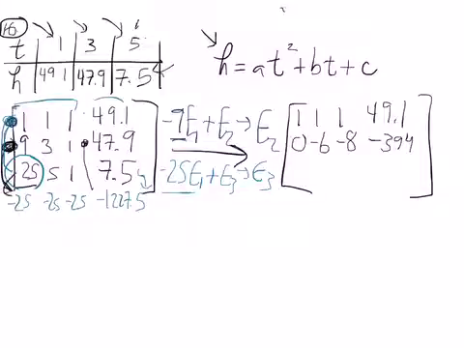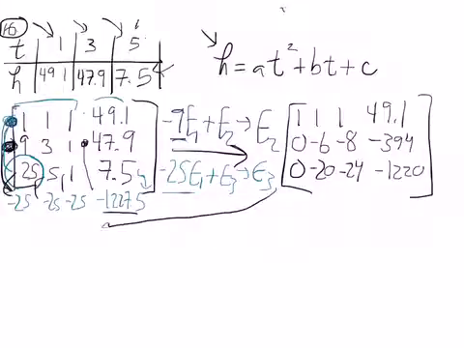So 25 plus negative 25 is 0. Negative 25 plus 5 is negative 20. Negative 25 plus 1 is negative 24. And then negative 1,227.5 plus 7.5 is negative 1220. Good. Okay.